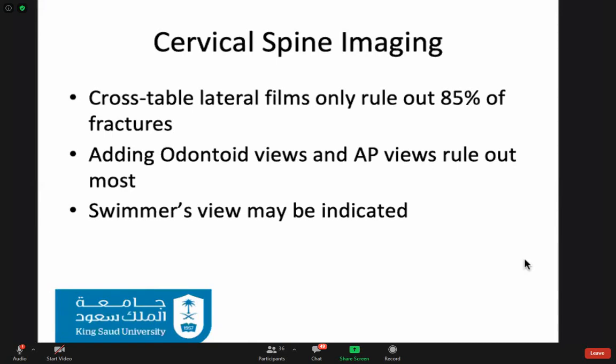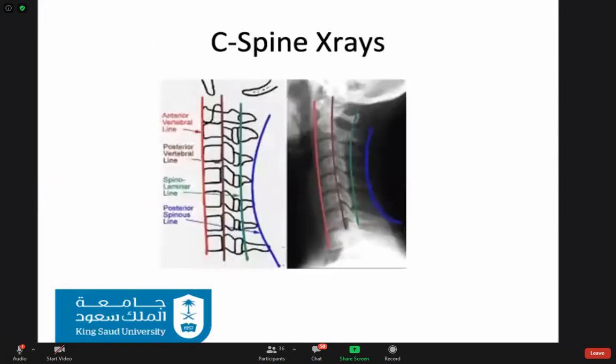You have to see C1 through T1 in order for this to be an adequate C-spine film. Okay, CT and MRI are the next imaging modalities.